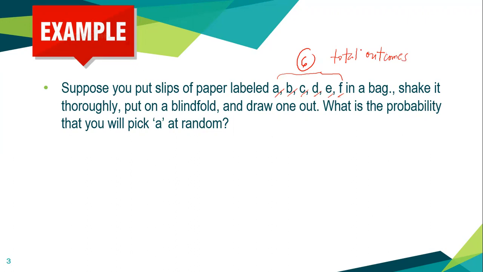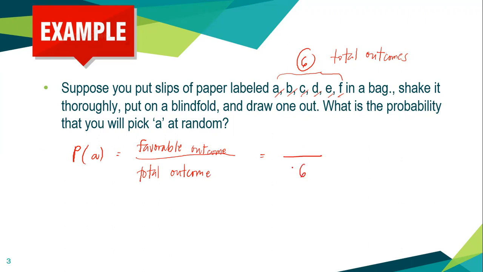Ngayon, magdodraw ka doon ng isa, bubunot ka ng isa. Ano yung probability na si A ang makukuha mo? So we have here probability of picking A. So lagay na lang natin sa loob ng parenthesis is A. Again, the formula is favorable outcome over yung total outcome natin, which in this case, ang total outcome niya is 6, okay? So unahin natin yung denominator since alam naman natin na 6 yung total outcome.